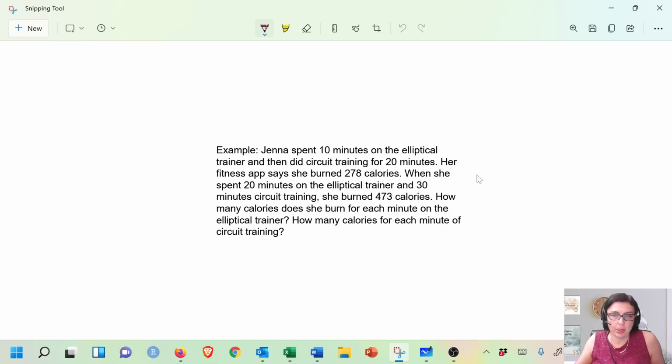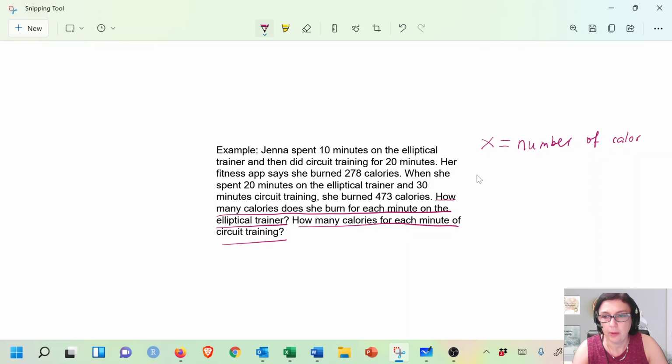So in these application questions, you always want to start at the end of the question. So you want to see what is it that they ask you to do. So they want you to know how many calories she burns on the elliptical, and they want you to know how many calories she burns on the circuit. So we're going to say that X is the unknown. Now we're going to change the words how many, and instead of how many, we're going to use number. So we're going to say number of calories that she burns per minute.